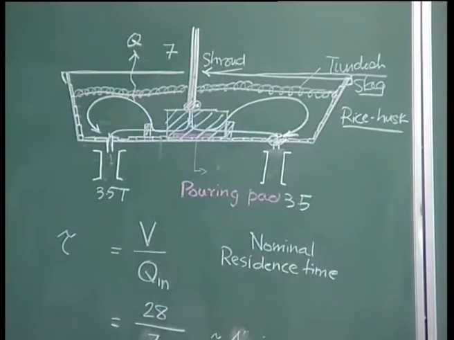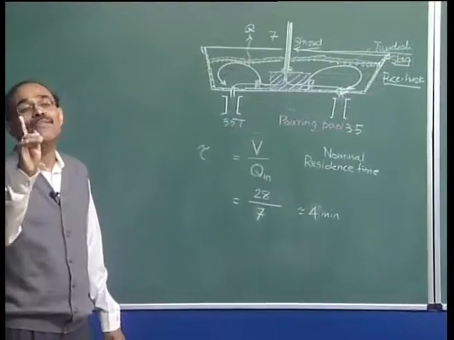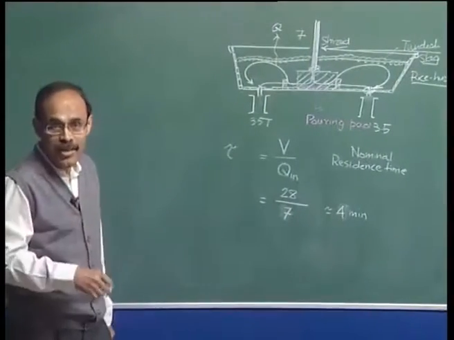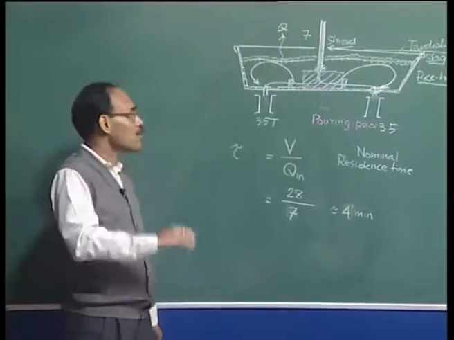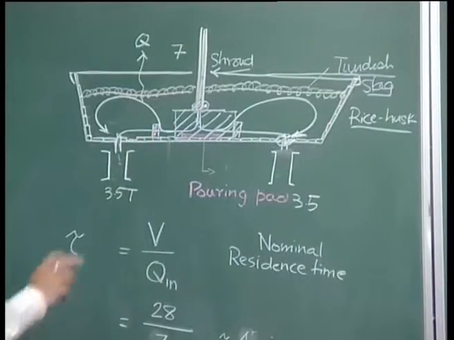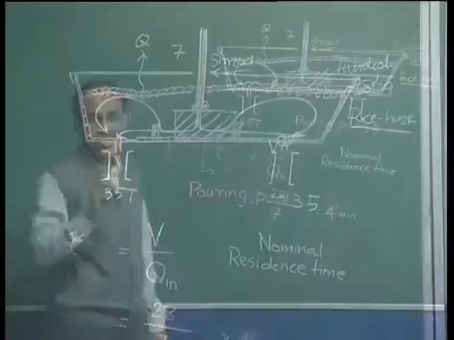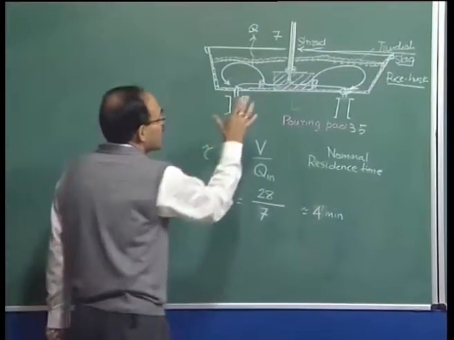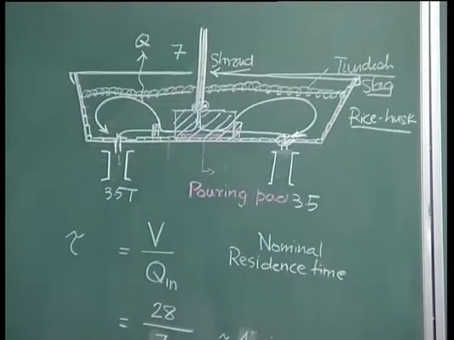The size of the reactor is big, and as I have mentioned, steel is a very flowable liquid, just like water. Water and steel have nearly the same kinematic viscosity. So, the flow is going to be extremely turbulent here, and turbulence is no good as far as removal of inclusions is concerned. So, we want the turbulence to be reduced to a significant extent.